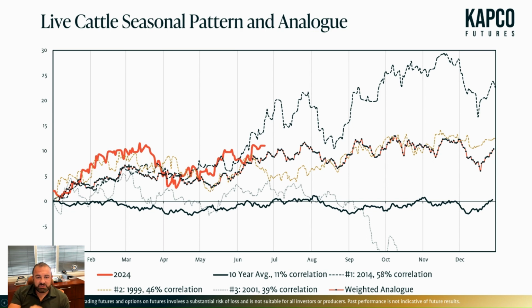These numbers will change as we move on, right? The correlations will change. New years might come on. These years might drop off. And then we just take it one day at a time with this, but it at least gives us a roadmap for what could happen, right?